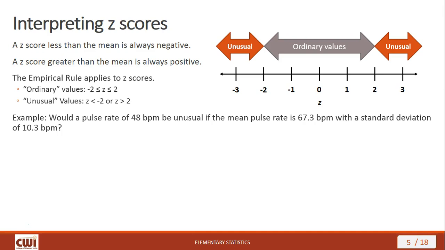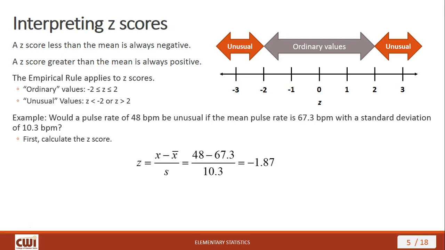For example, would a pulse rate of 48 beats per minute be unusual if the mean pulse rate is 67.3 beats per minute and the standard deviation is 10.3 beats per minute? So we have the mean, we have the standard deviation, and we have the value of interest, which is the 48. So we have everything we need to calculate a z-score. So let's calculate the z-score.